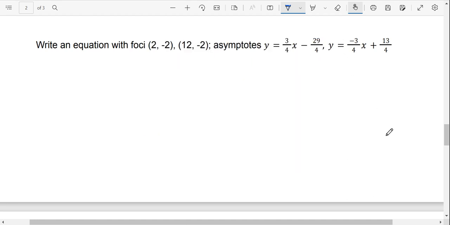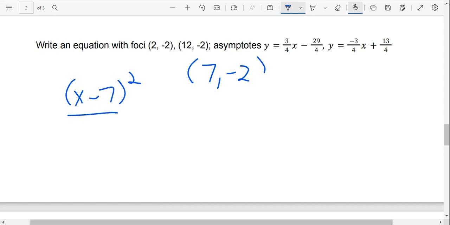So this problem right here is going to deal with asymptotes. We'll do a lot of work with asymptotes in class so that you're super clear. First, the center between the foci will be your center. So what's halfway in between 2 and 12? Well, that's going to be 7. 7 comma negative 2. Now what goes first? Well, the x is the one that's changing, so the x goes first. So x minus 7 squared, y plus 2 squared.